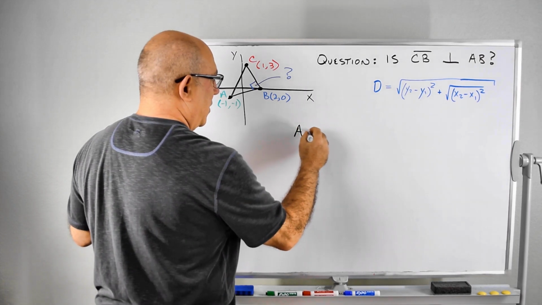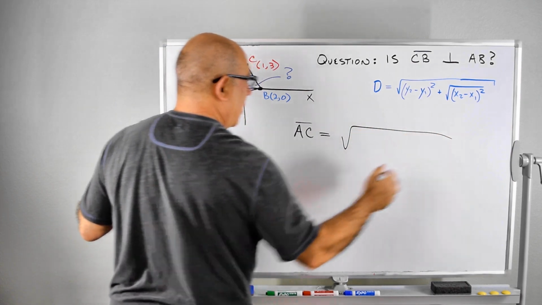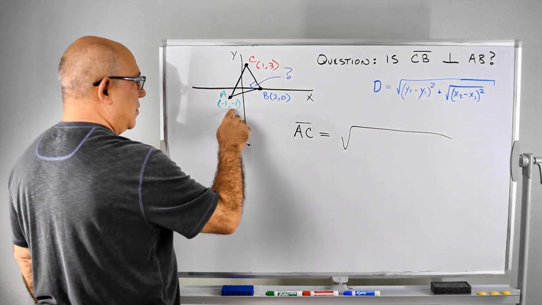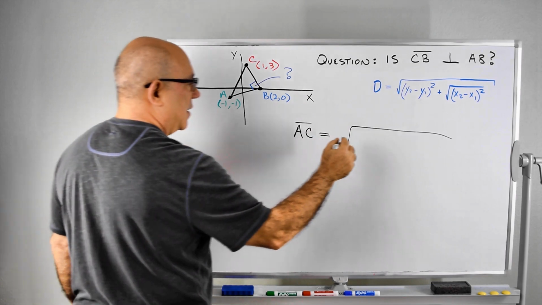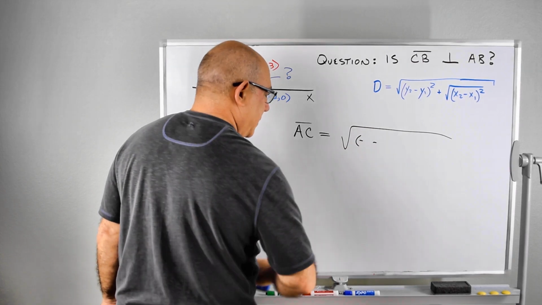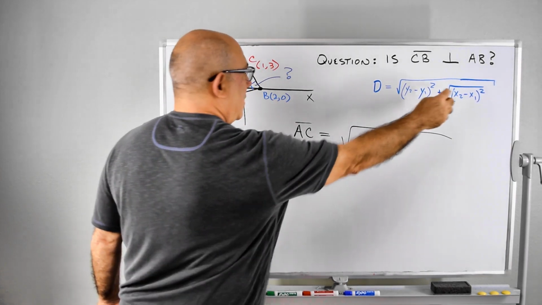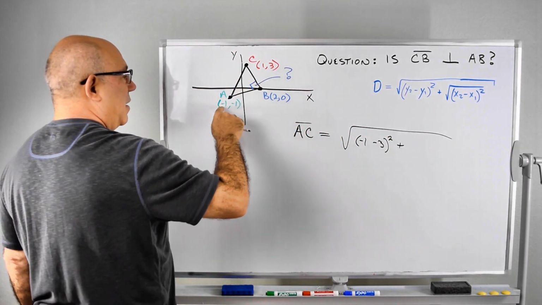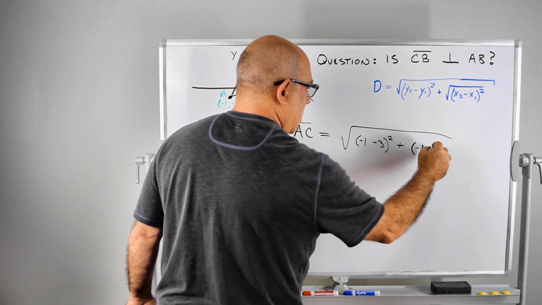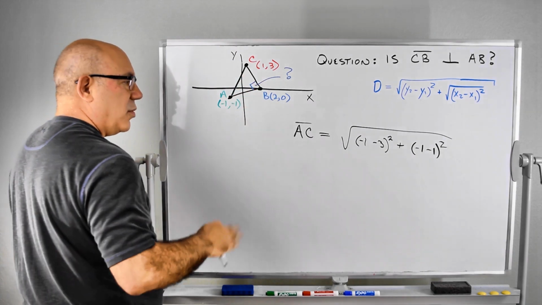So using the distance formula, the distance of AC is going to equal the square root of the y point minus the other y point. So we're going to use minus 1 minus 3. And it doesn't matter what order you pick. Minus 1 minus 3, and that'll be squared, plus the distance between the x's, which will be minus 1 minus 1, squared. Okay? As long as you stay consistent in the order of the points, you'll be fine.